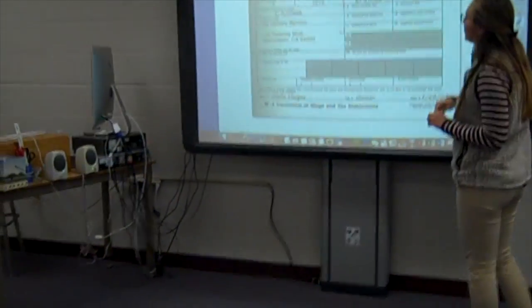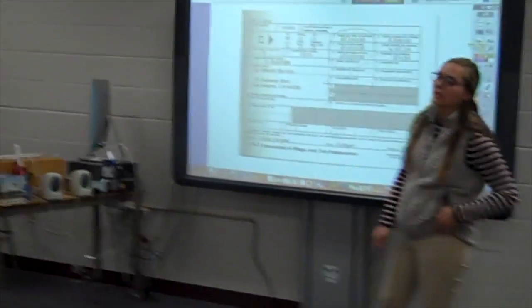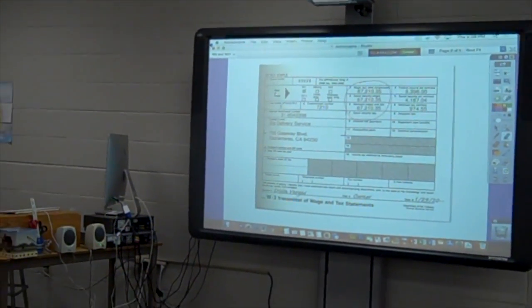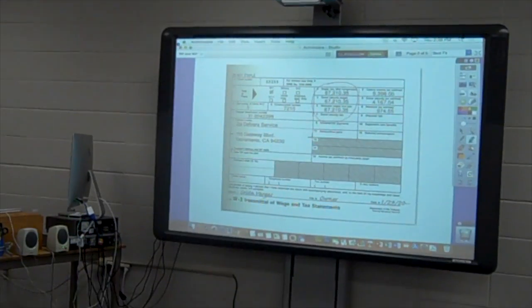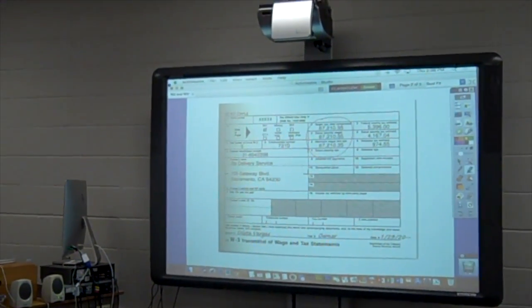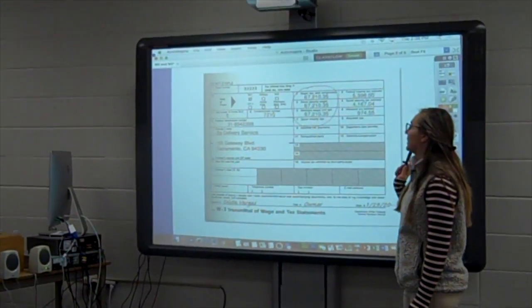All right, so here's the W-3. And what is the W-3? Tell us again. Our transmittal of wage and tax statements. Yes, and where does the information come from? From the W-2. So this is going to have the same kind of information that our W-2 has, and this is what the employer is going to send in.